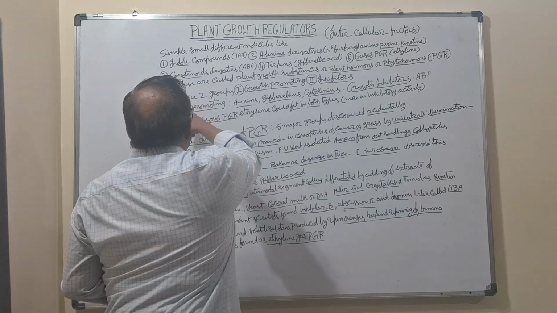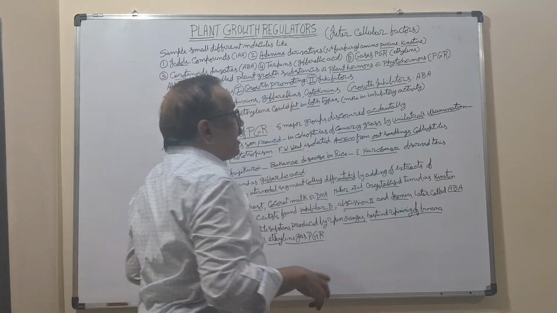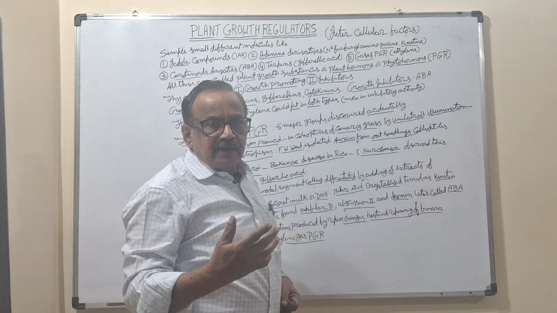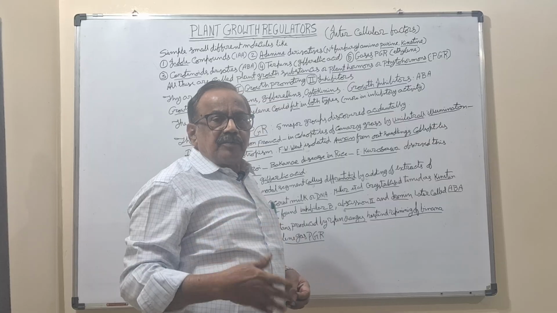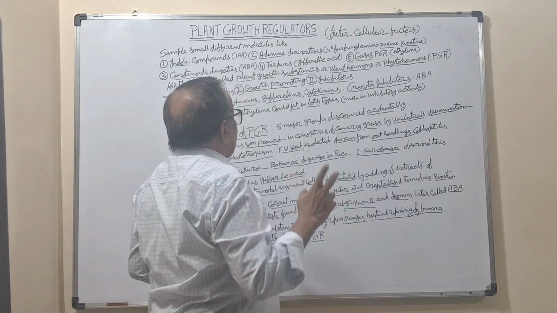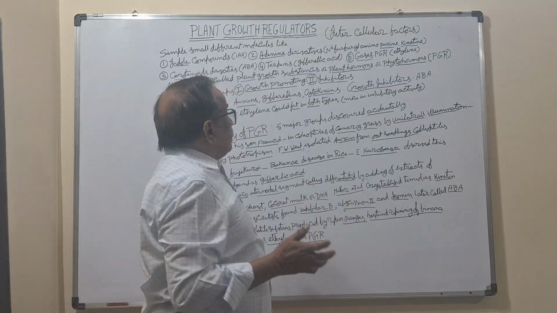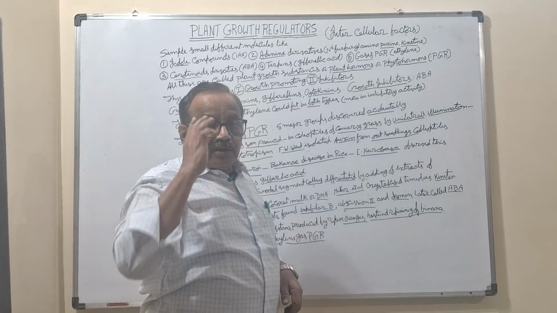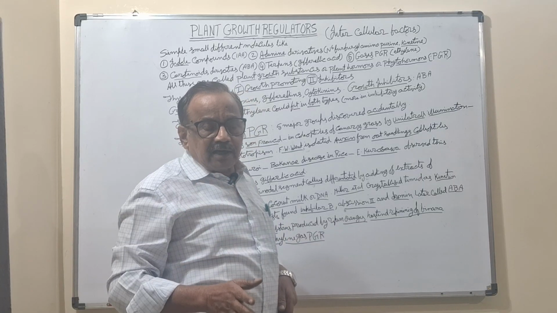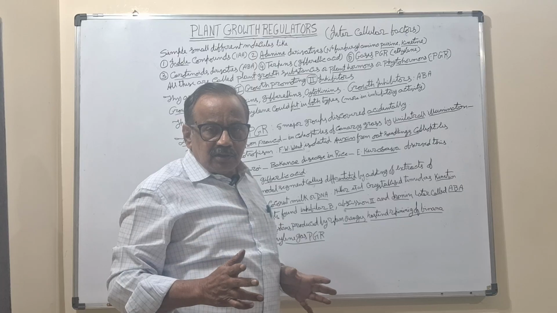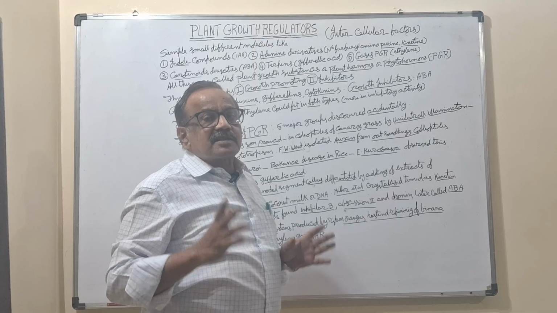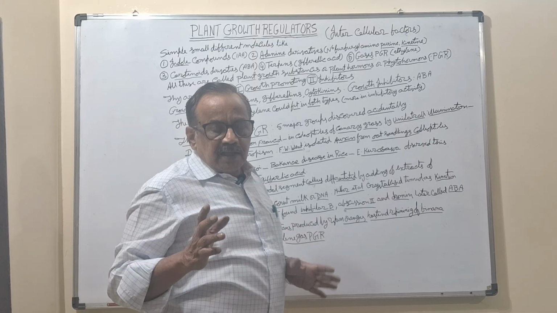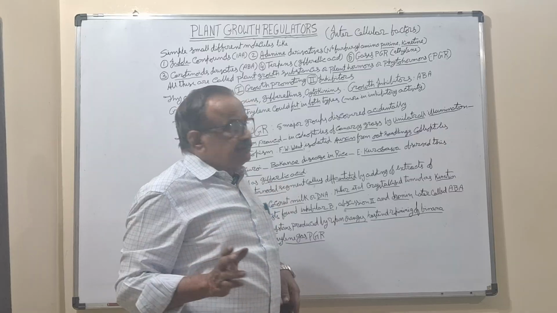The first group is growth promoting. Growth and development will be promoted. And next are the inhibitors. They stop growth temporarily or permanently because of adverse conditions or other reasons. That also we'll discuss later.